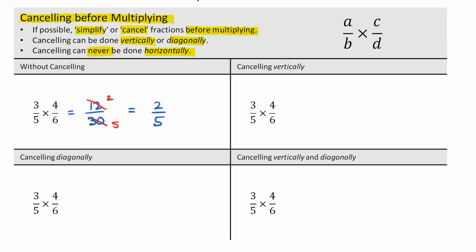Let's now come to our next one here. What we're going to do is cancel vertically before we multiply. So it's really important that we're cancelling vertically before multiplying.